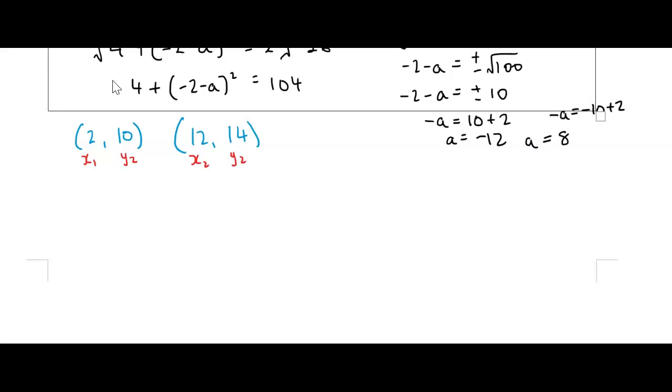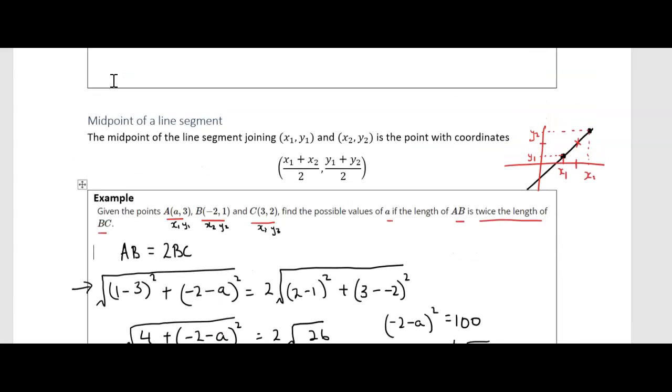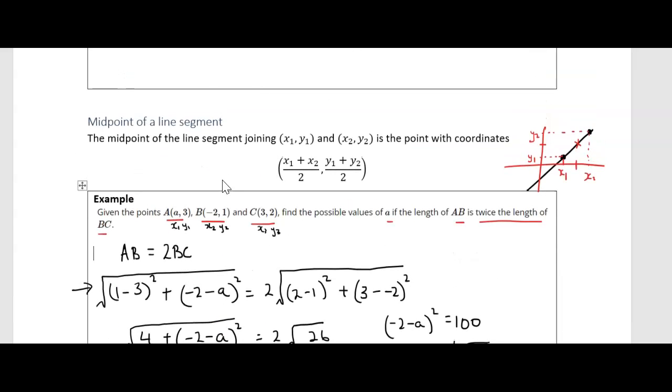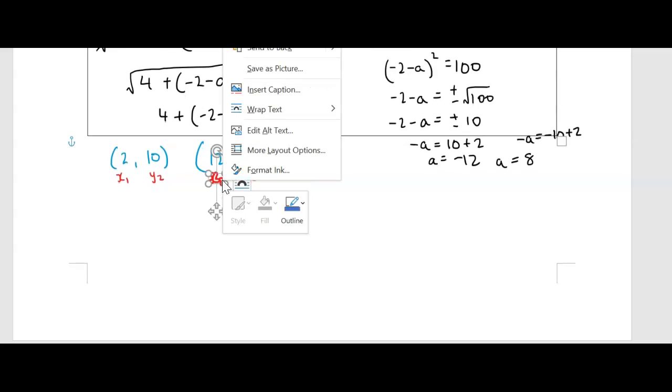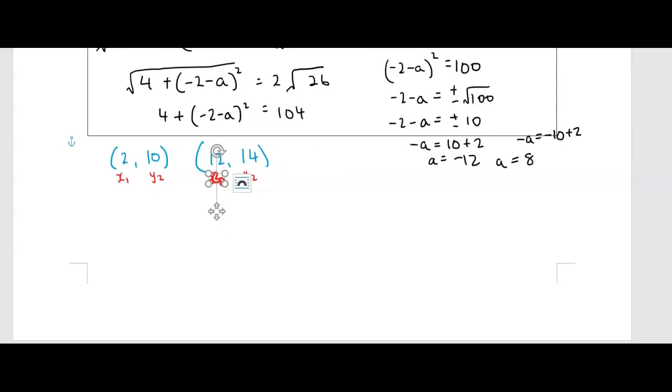And all we do is substitute it into the midpoint formula. So remember the midpoint formula here. So we add our x values divided by 2, add our y values divided by 2. And this is a set of coordinates. So it's just a set of coordinates x, y, your midpoint. Okay, so we're going to add our x's. We've got 2 plus 12 divided by 2. And then 10 plus 14 divided by 2. So this is your x coordinate, this is your y coordinate.